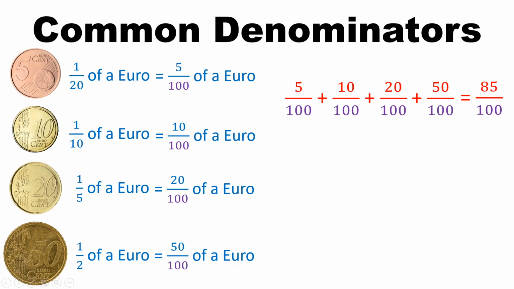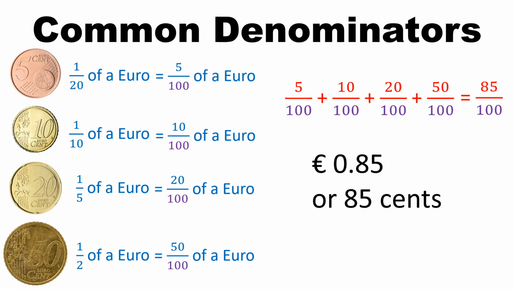Now I can write this fraction as the decimal that you're used to seeing for money. That's 85 hundredths of a euro, because the 5 is in the hundredths position. Or you could also say that that's 85 cents. Now with money, since cents are always part of 100 cents to a euro, we knew that we could get a common denominator of 100.